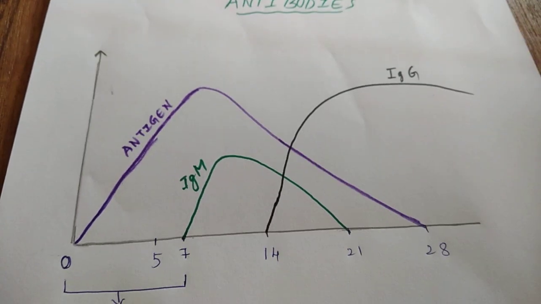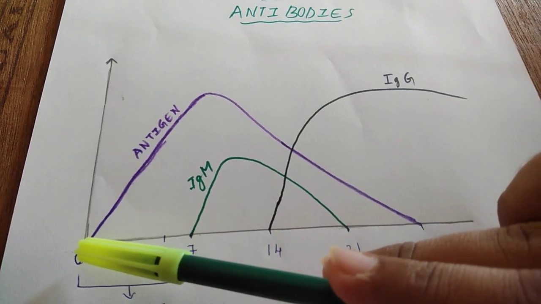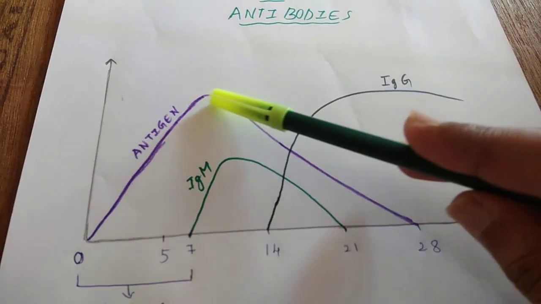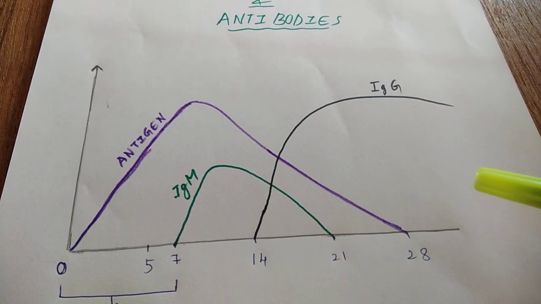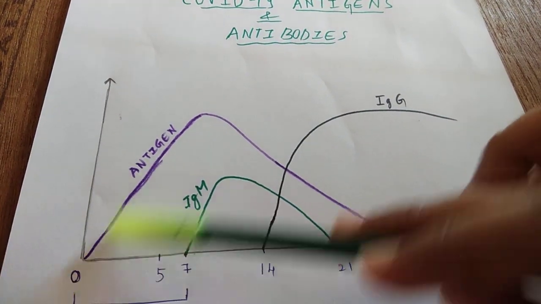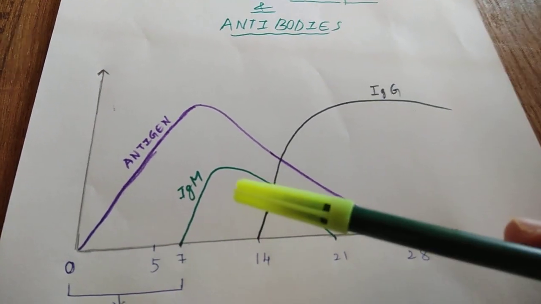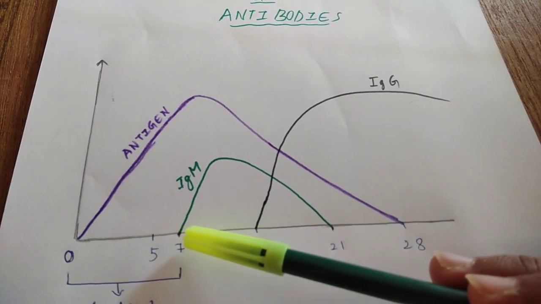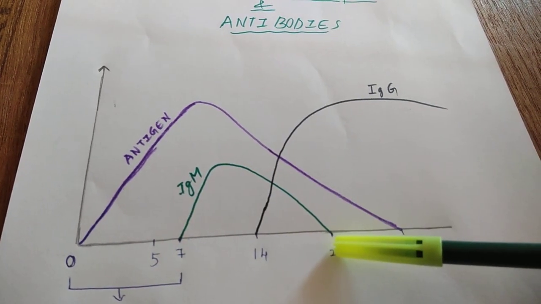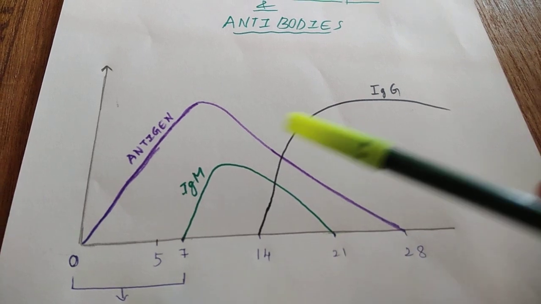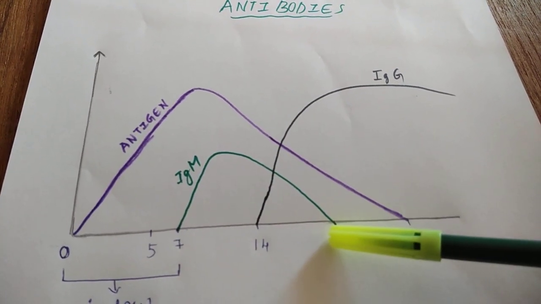First, coming to the antigen. Antigen appears on the 0th day and persists in the person till the 28th day. IgM antibodies appear on the 7th day of the illness and persist till the 21st day.